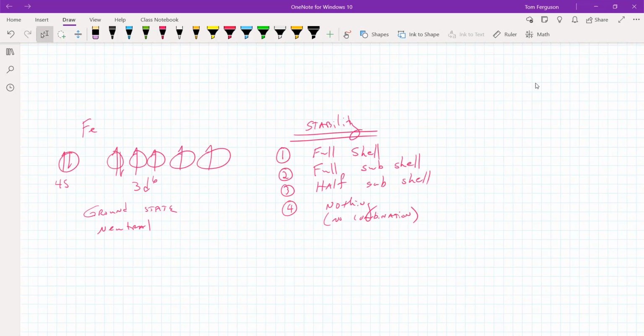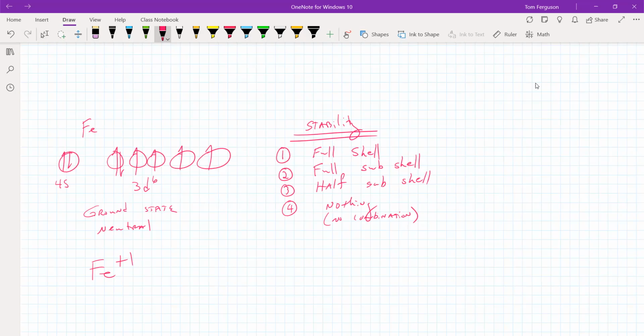Okay, so let's look at iron again. Who can tell me one way to make iron, ground state neutral iron, more stable based on these rules? Yeah, take away an electron. Get rid of one electron, okay? That makes that Fe+1 because we've lost an electron.